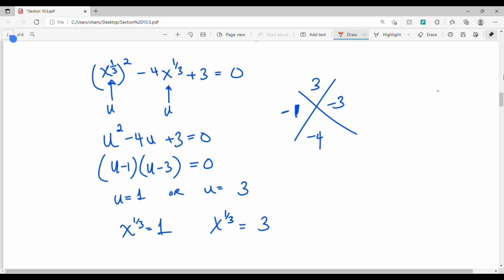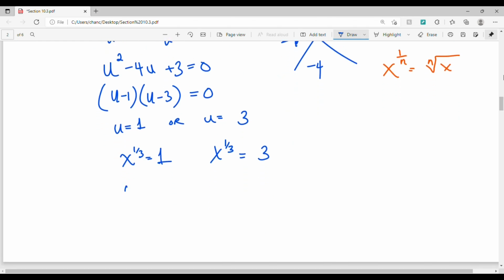Now, how do we get rid of that 1/3 in the exponent? Well, if you remember, x to the 1 over n is equal to the nth root of x. So we can actually rewrite this as a radical. Let's rewrite it as a radical. This is equivalent to the cube root of x equals 1, and the cube root of x equals 3.